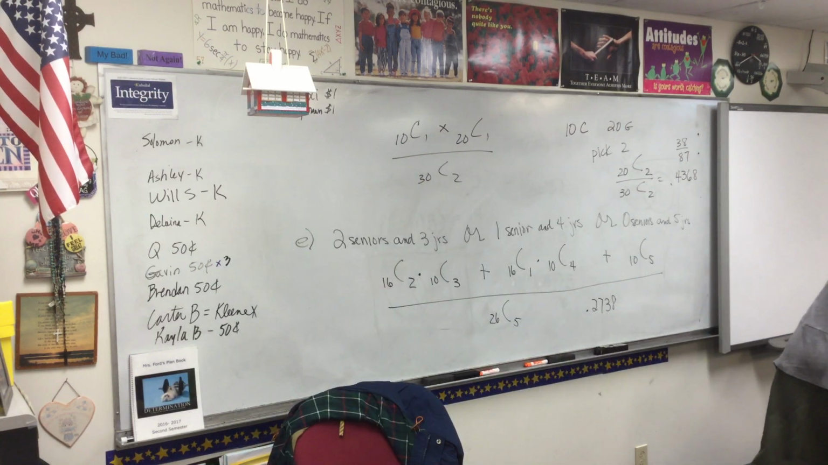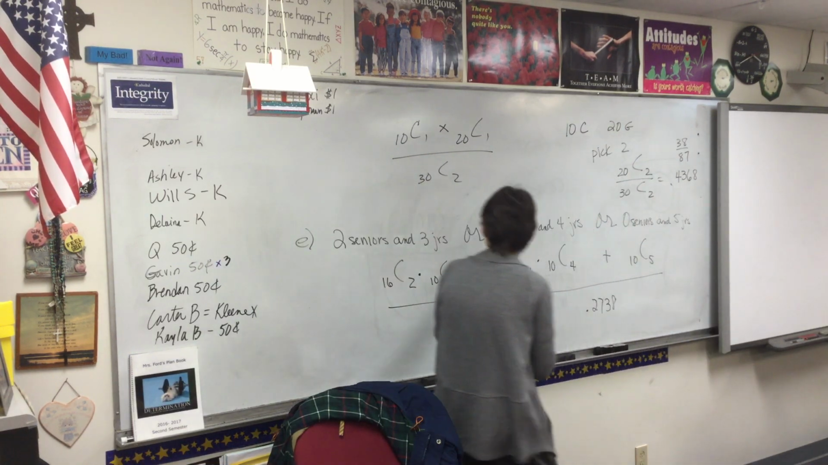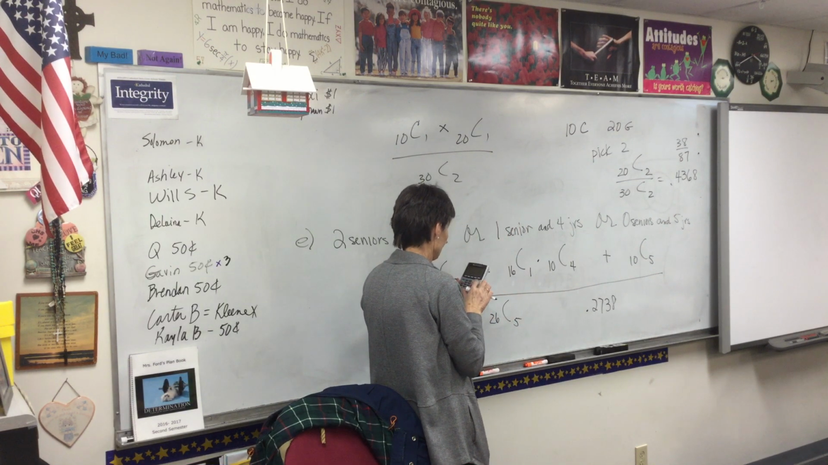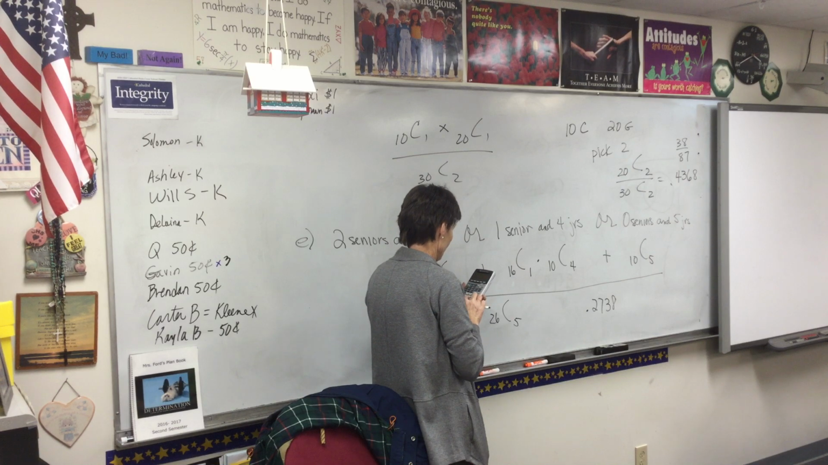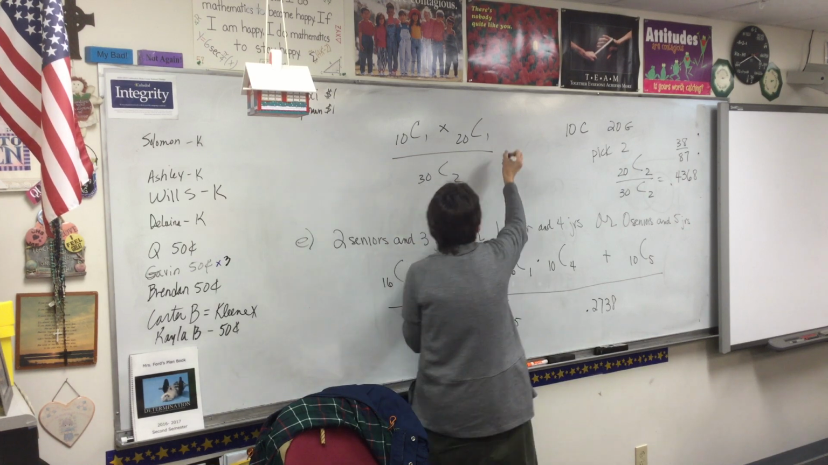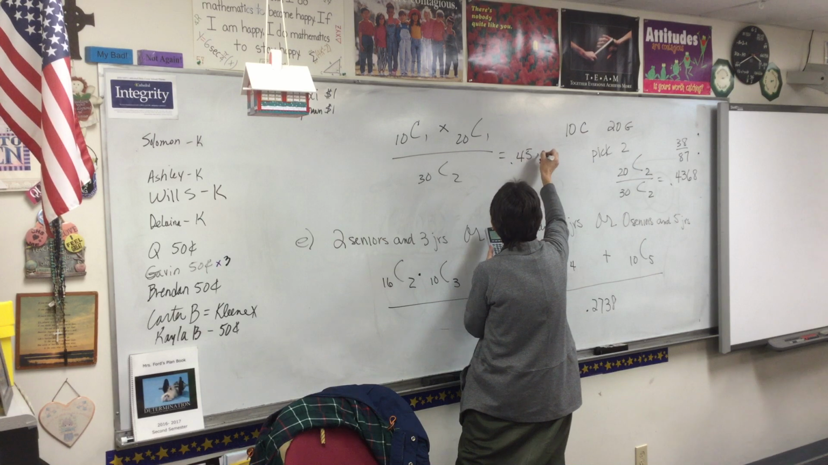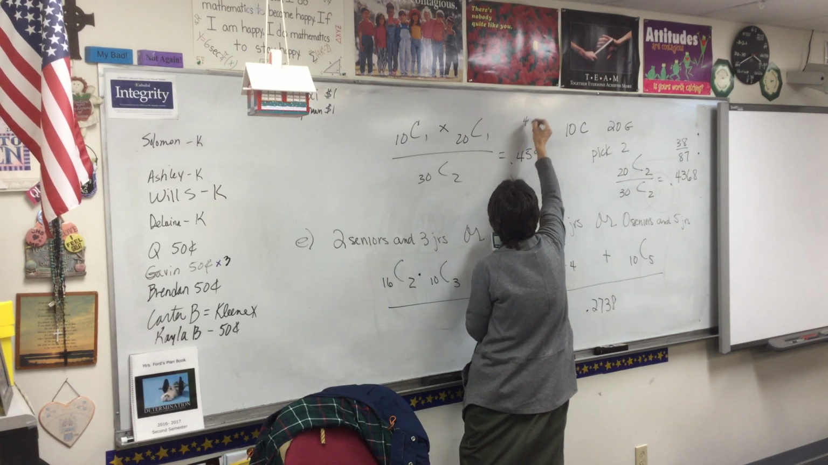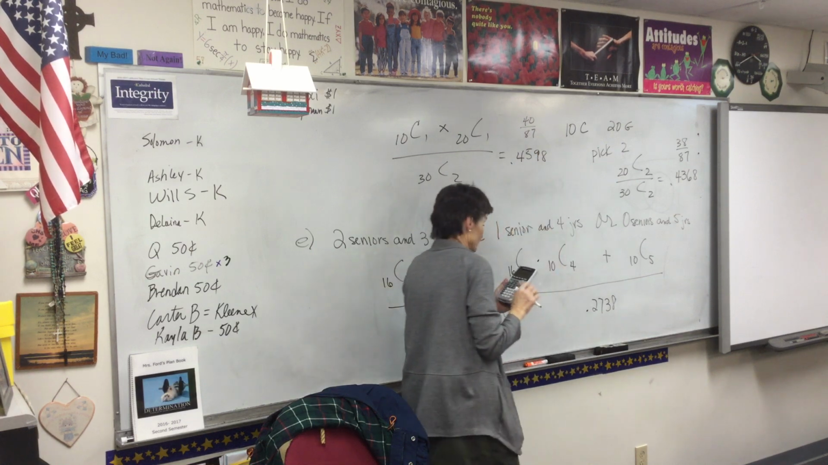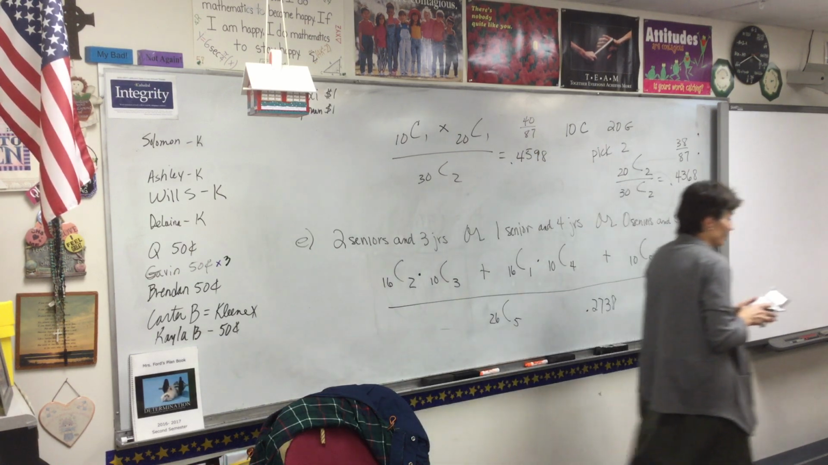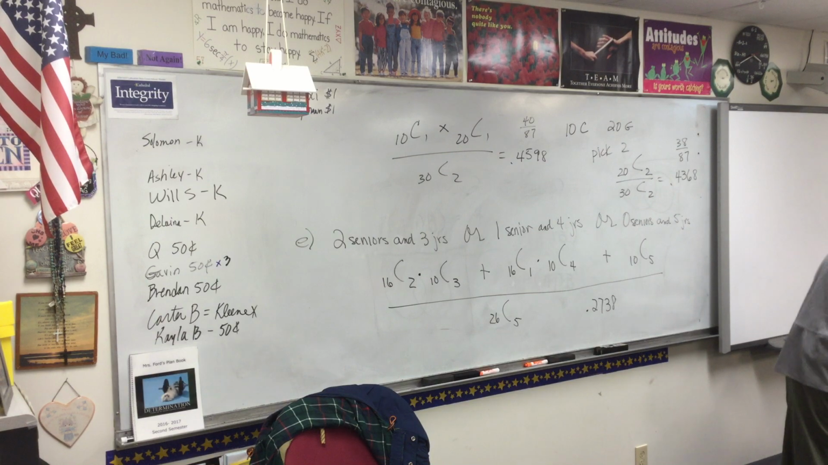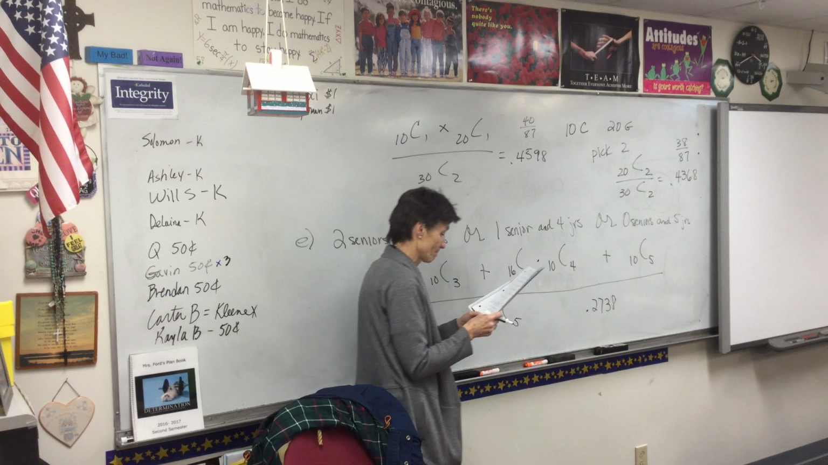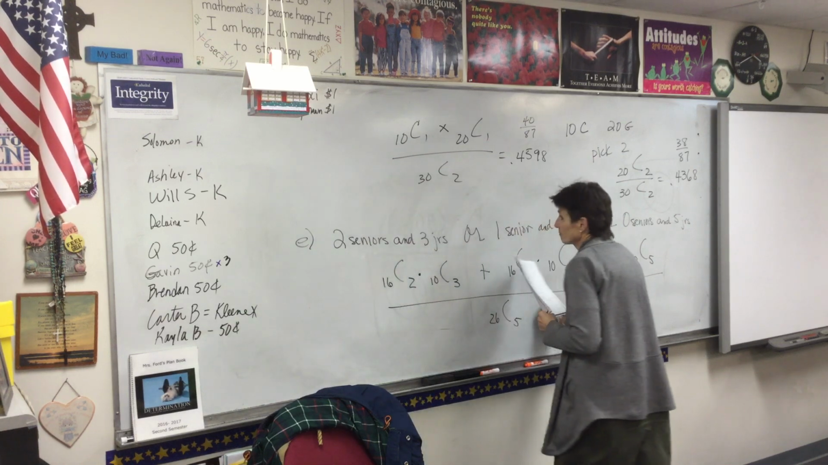All right, so let's see what we get here. .4598, or 40 over 87? That's the answer. I think. Anybody else get that? I got it. Thank you.